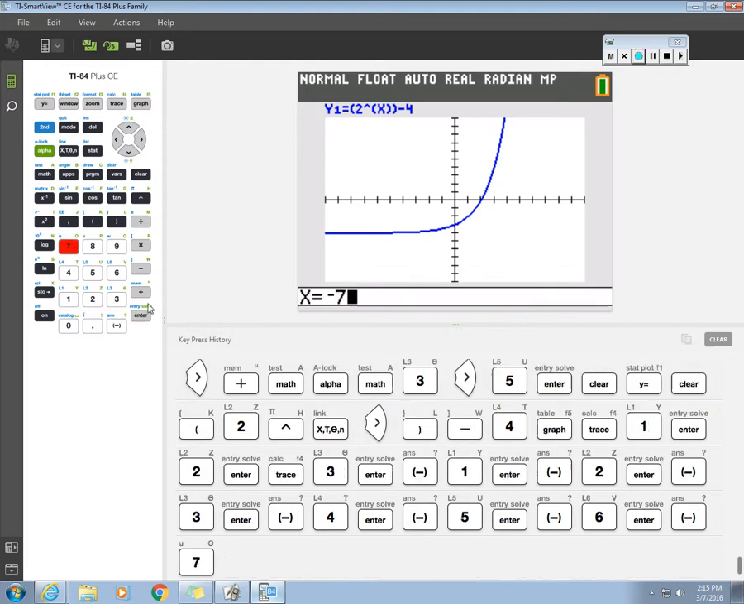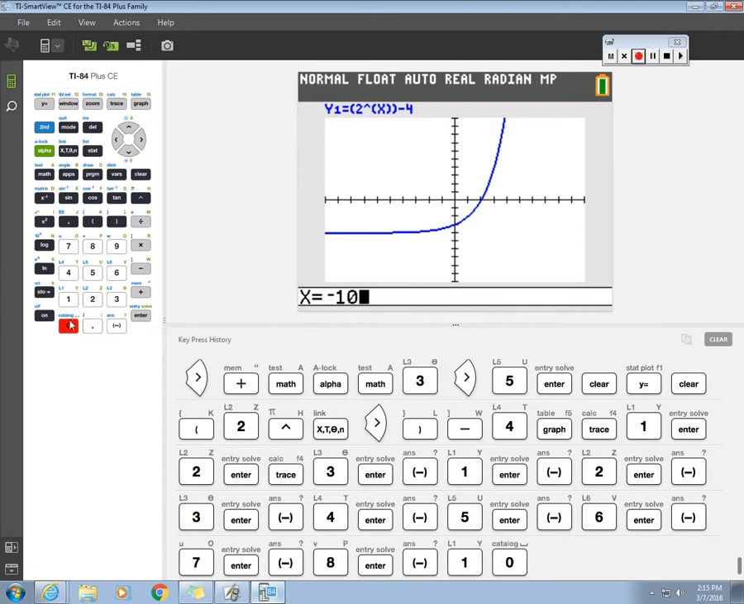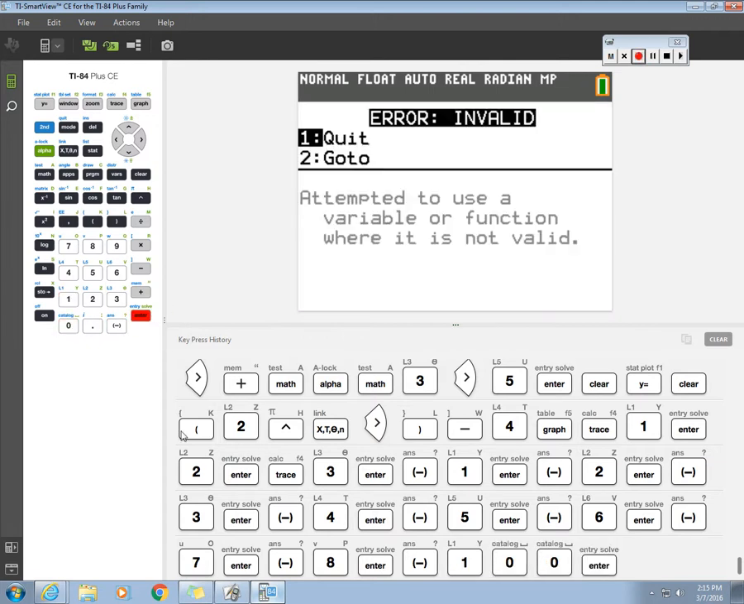If I go further left, negative 3.99. If I go further left, negative 3.999. It just gets closer and closer to negative 4, but it never touches it. Look what will happen if I type in something like x equals negative 100. Look what happens. Why is that?